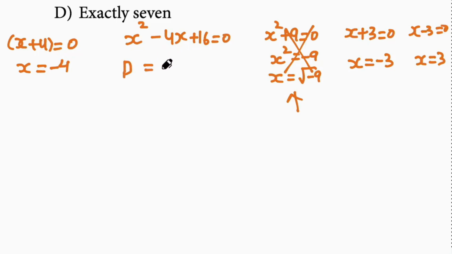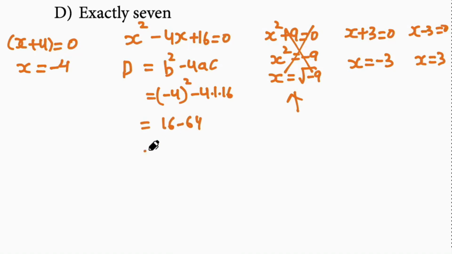D is equal to B squared minus 4AC. So here A is 1, B is negative 4 and C is 16. So negative 4 whole squared minus 4 times 1 times 16. 16 minus 64 and it is a negative value, right? And when D is less than 0, there are no real solutions. So that means this is not going to give us real solutions.